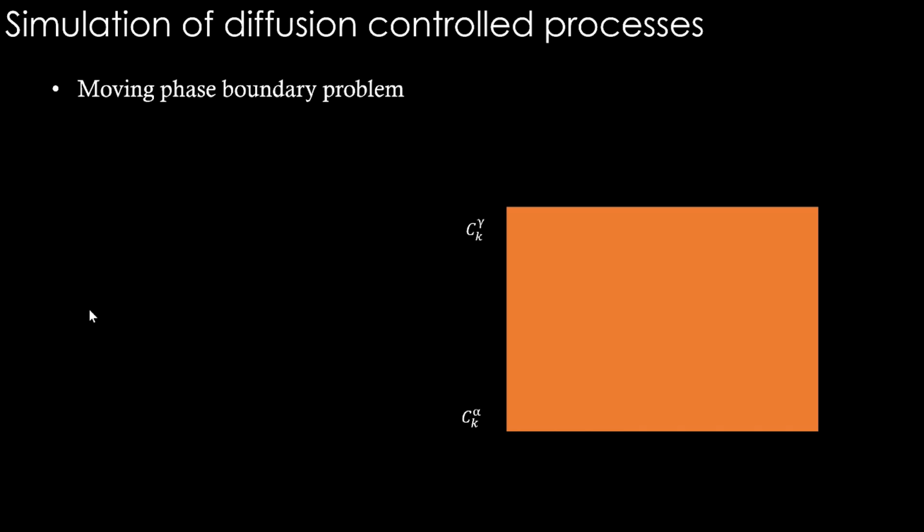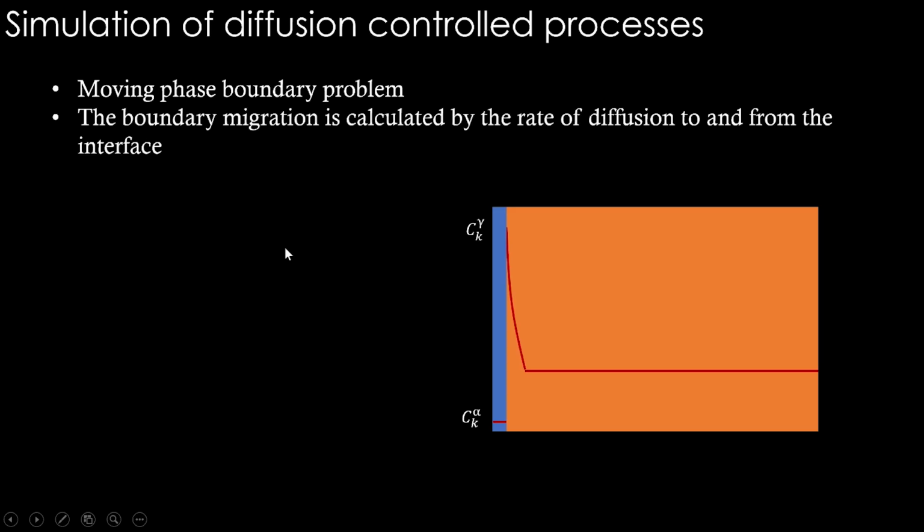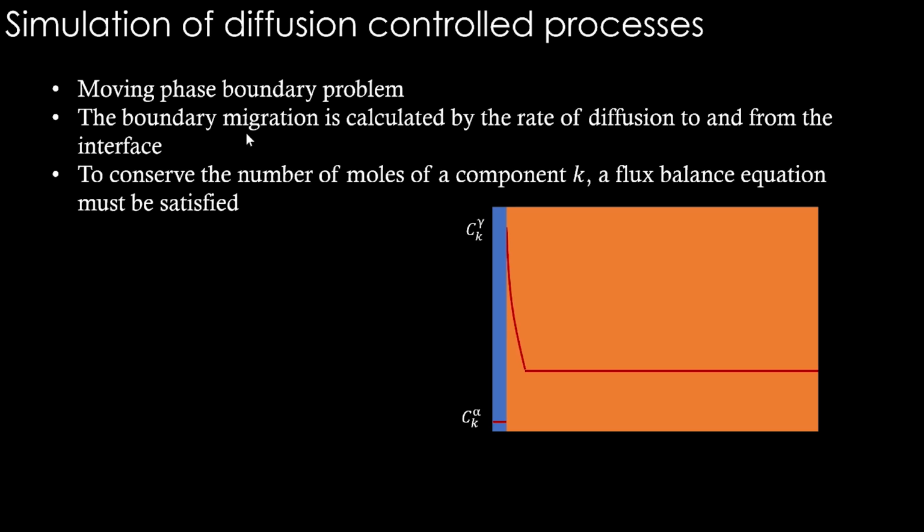Okay, to impose this local equilibrium also we need to have some important ideas. So let's keep this diagram here, the composition of this element, let's say some element K here, should be this much, for example carbon, and here in alpha phase it should be this much, right? So we can put some notations for that. And the boundary migration, the movement of this interface is called boundary migration, is calculated by the rate of diffusion to and from the interface. This is what is going to decide the movement of interface.